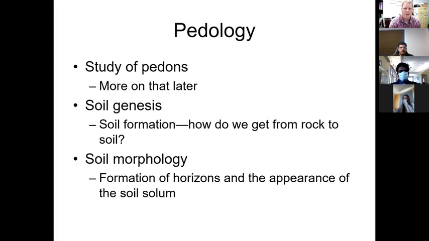Okay, first of all, pedology. This is the study of a pedon. And we'll talk more about that in just a minute. Included in this, we're going to talk about soil genesis. How do we get from a rock to a soil? And soil morphology. So again, this is the formation of horizons and how the soil appears as you move down a soil profile.